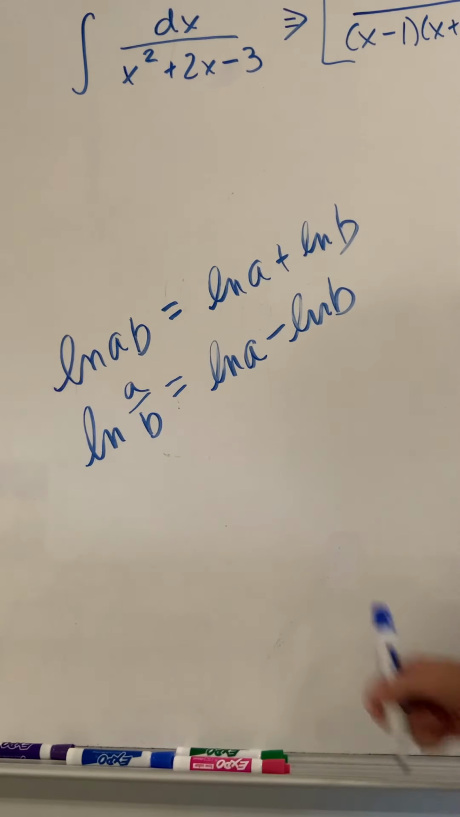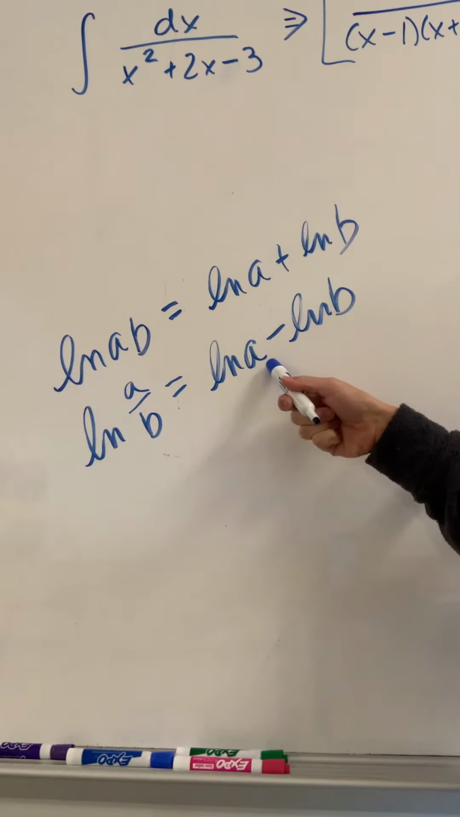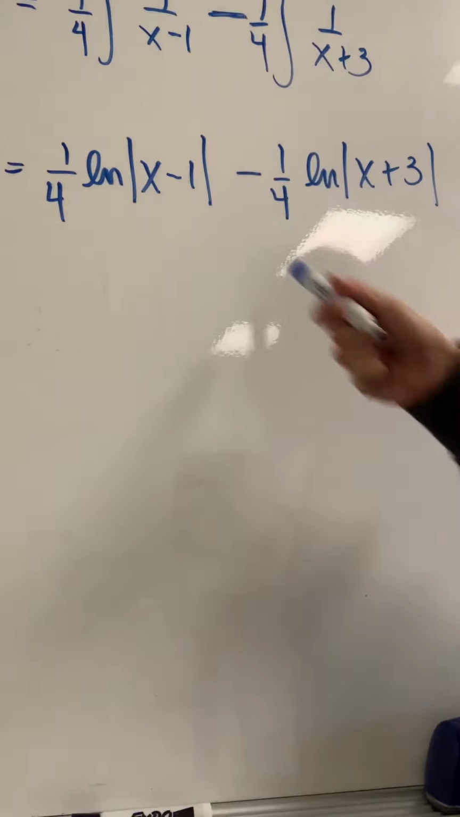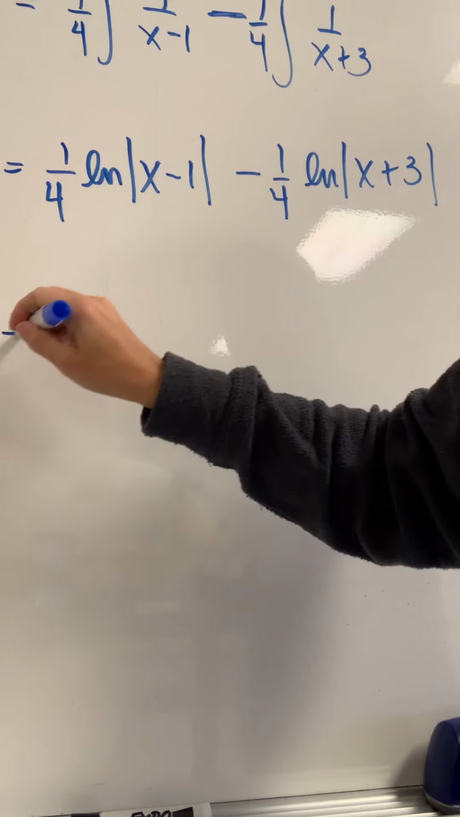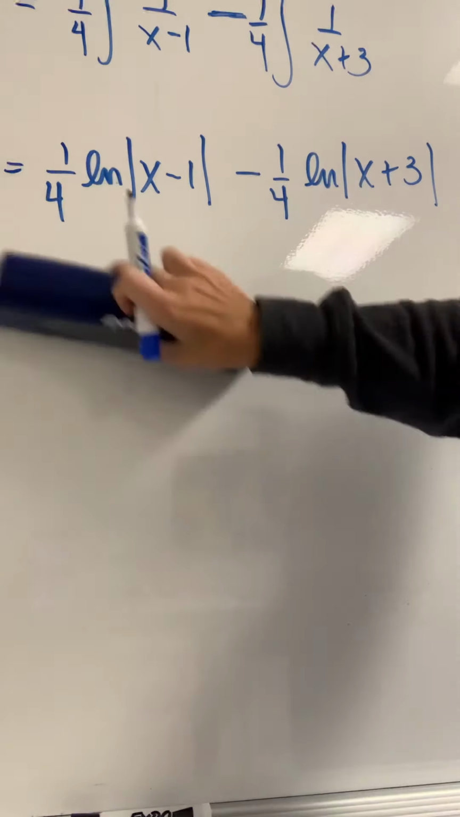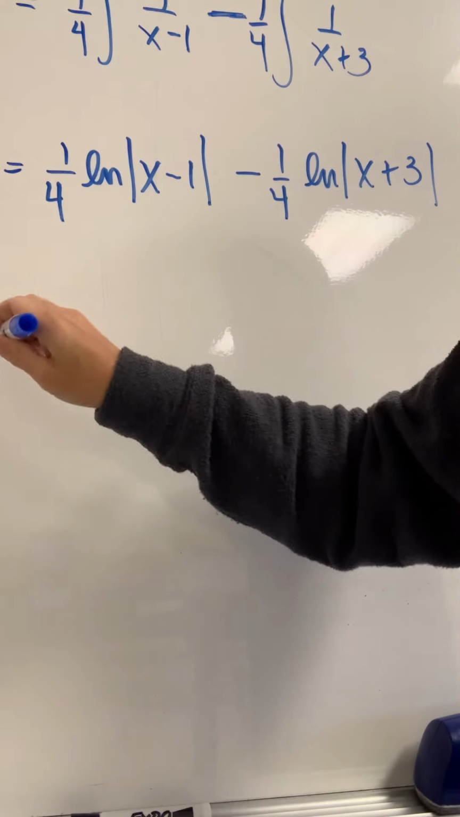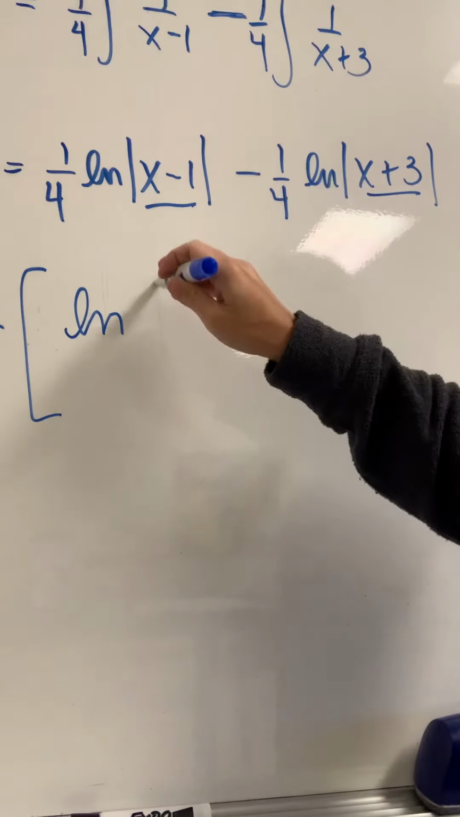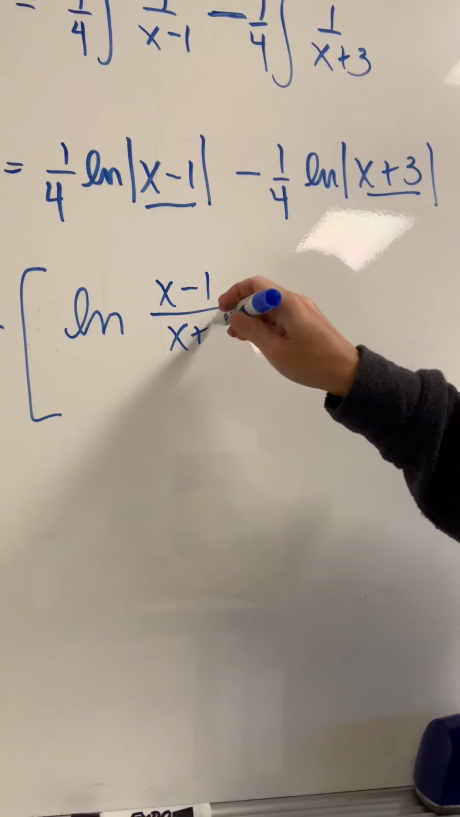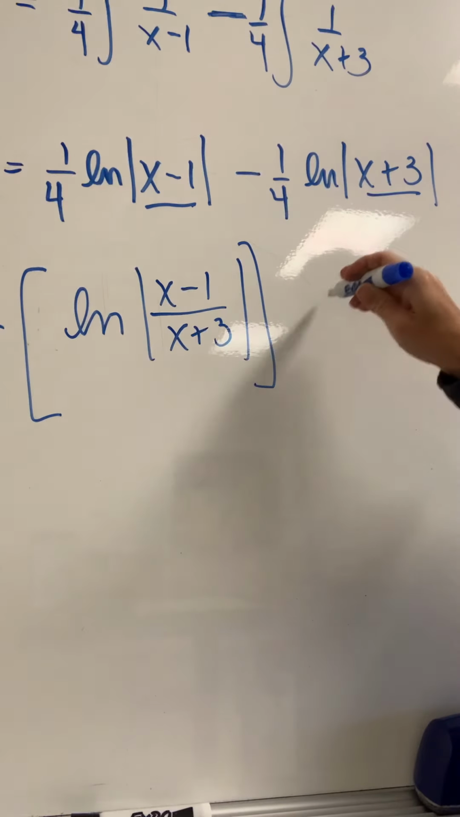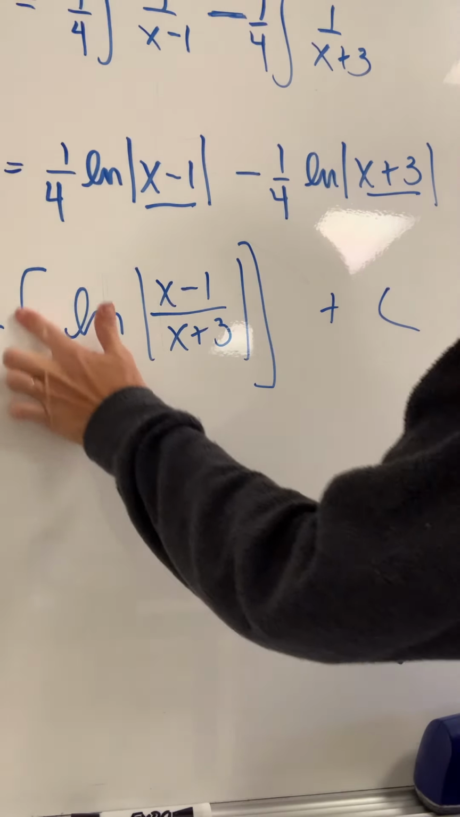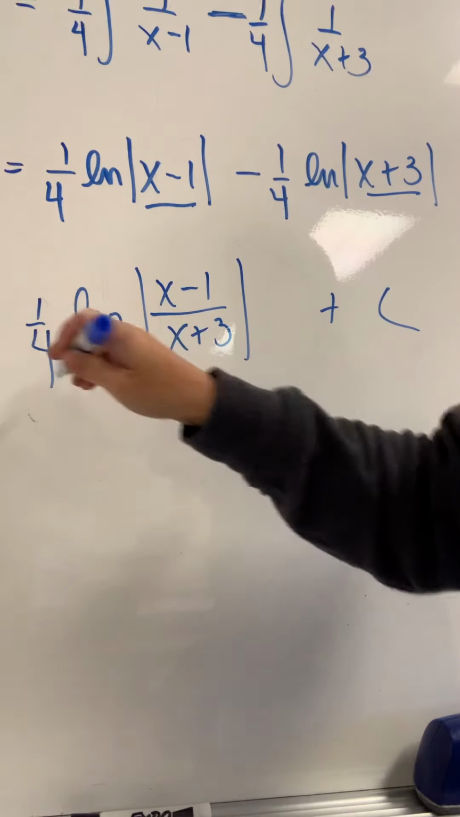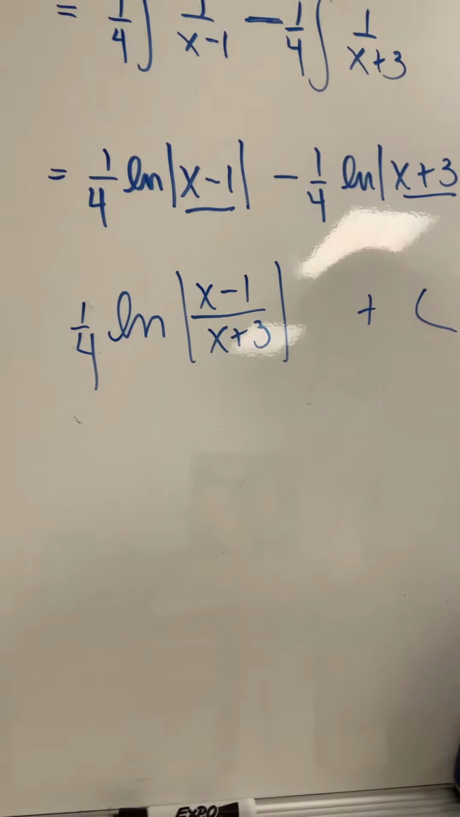So what I have over here is the subtraction of two logs. I can write that as one log with division. So I can come back here, and since the coefficients are the same, I can take the 1/4 out and be left with the natural log of x minus 1 over x plus 3, plus C. Actually, I don't really need these brackets, do I? That's how you would see that answer.